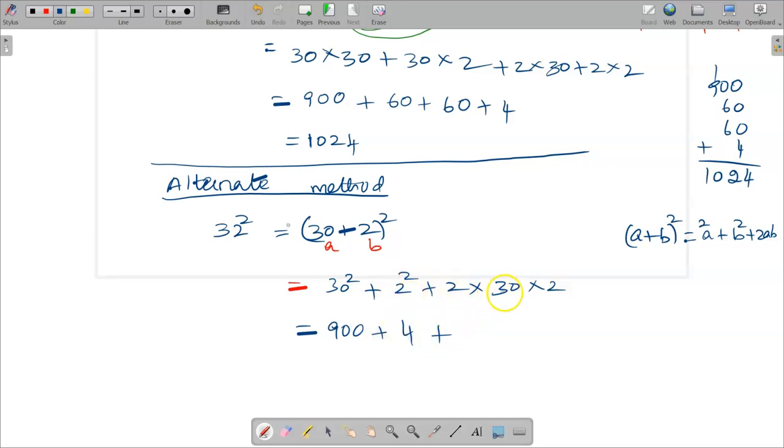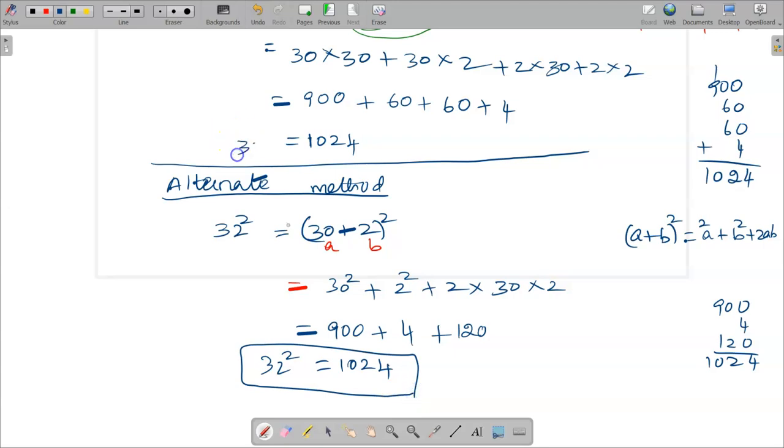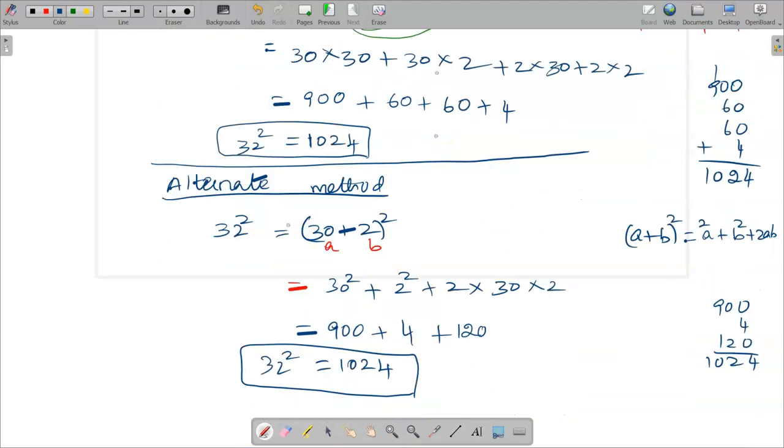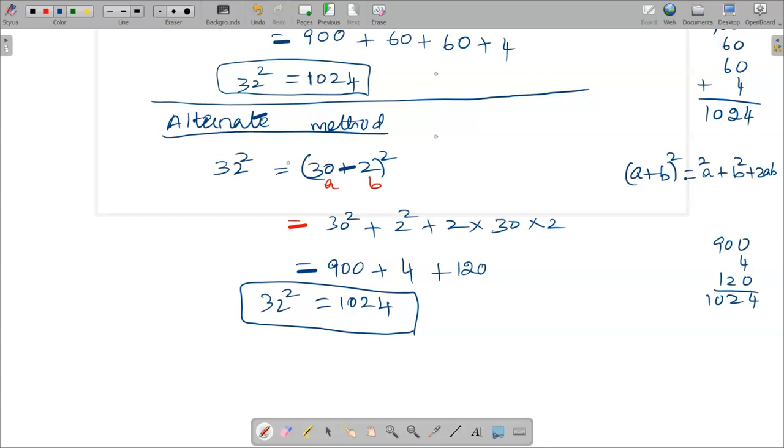2 into 3 is 6, 6 2s are 12, and then you have 1 0 here, so 120. Now these three numbers you have to add: 900, 4 and 120. Here 4, here 2, here 10. So the final answer is 1024. So 32 square is 1024. Using the alternate method and the previous method, the answer is the same. Here you can directly split it as 30 plus 2, 30 plus 2, just multiply and add. There you have to apply the formula. Whichever method is easy for you, you can approach that method.